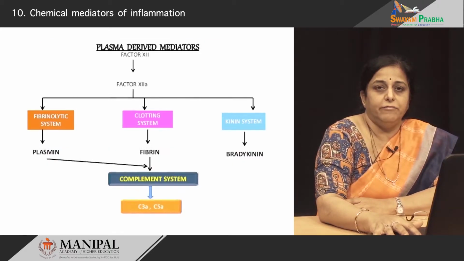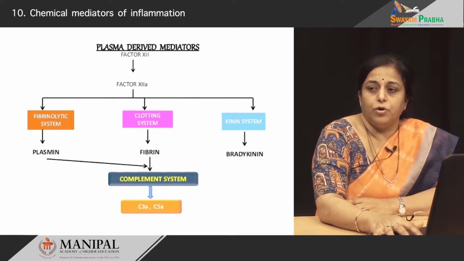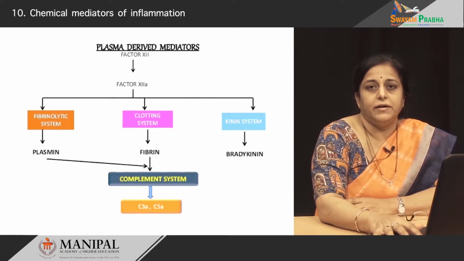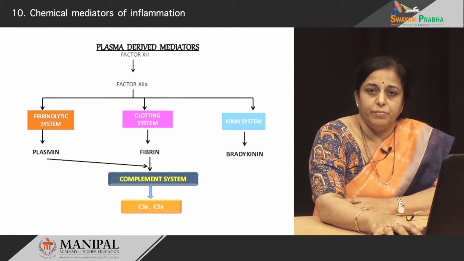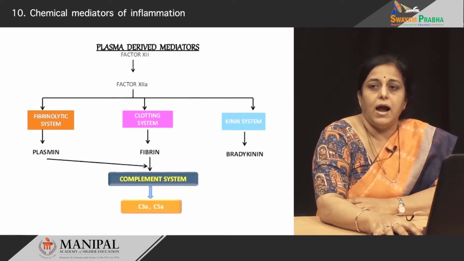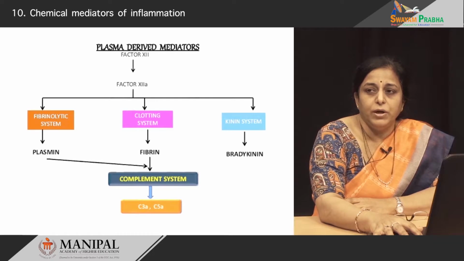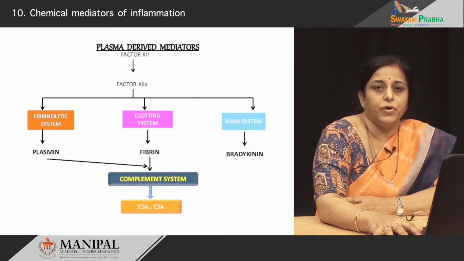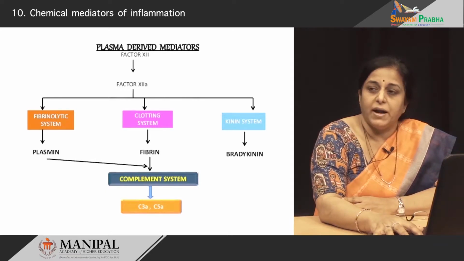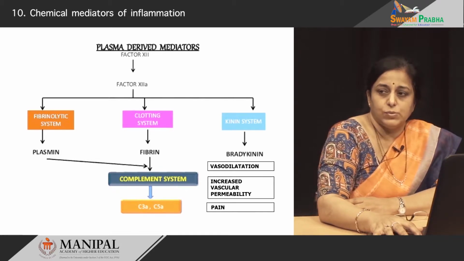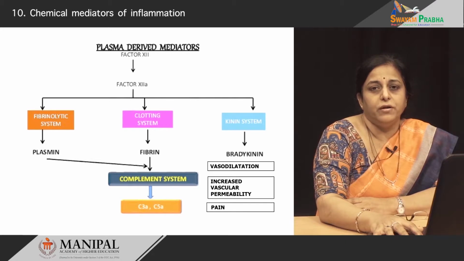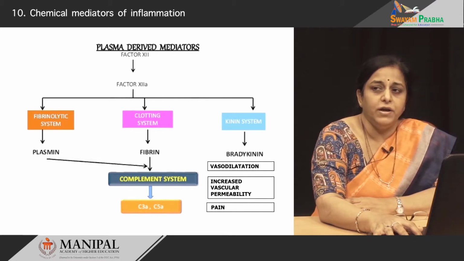Next, coming to the plasma derived mediators. We already learnt about the complements. Now, the other factors that are involved in inflammation are the plasma derived factors, which include the fibrinolytic system, the clotting system and the kinin system. The fibrinolytic and the clotting system converge at the complement system, thereby producing various complement factors which we just learnt play an important role in inflammation. The kinin system: the bradykinin that is generated through the kinin system causes vasodilatation, increased vascular permeability, and is also important for the generation of pain that you get at the site of inflammation.